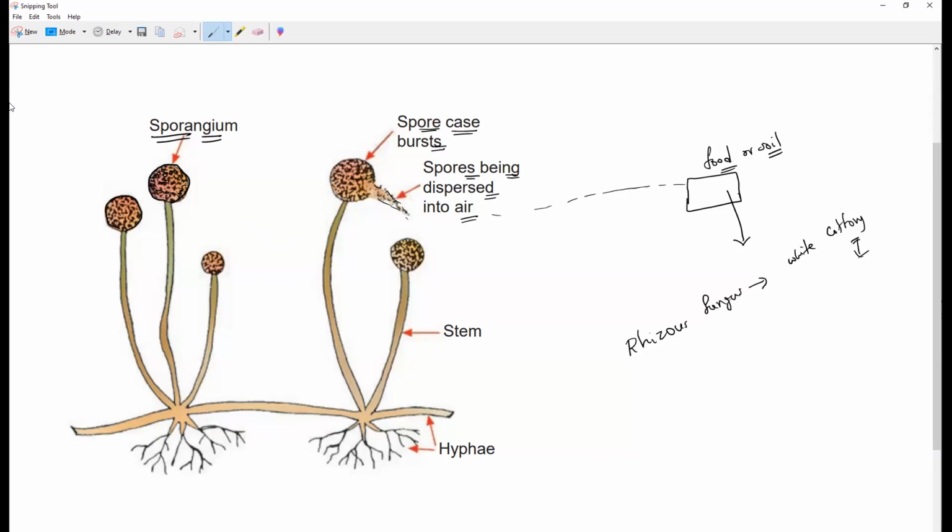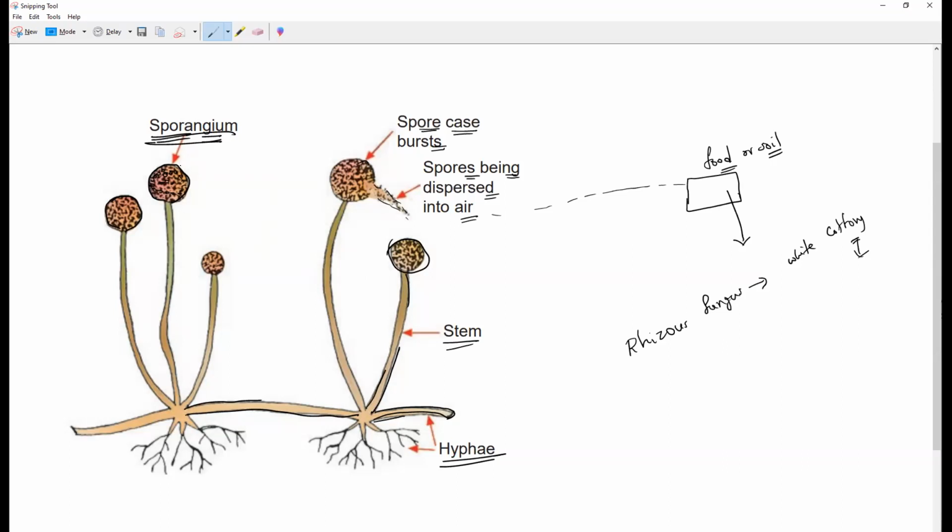The common bread mold plant consists of fine, thread-like projections. What are the thread-like projections called, everybody? Hyphae. So these thread-like projections we call hyphae. You can see the hyphae and the thin stem, and the ball-like structures. You can notice the ball-like structures. That is what we call the sporangium. Sporangium, we say that.